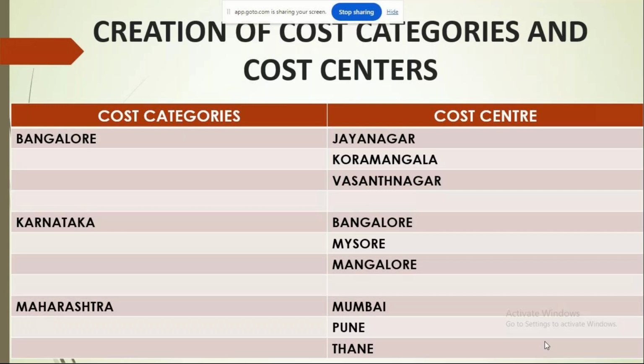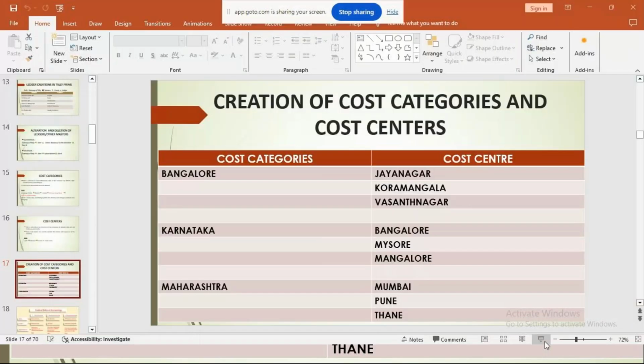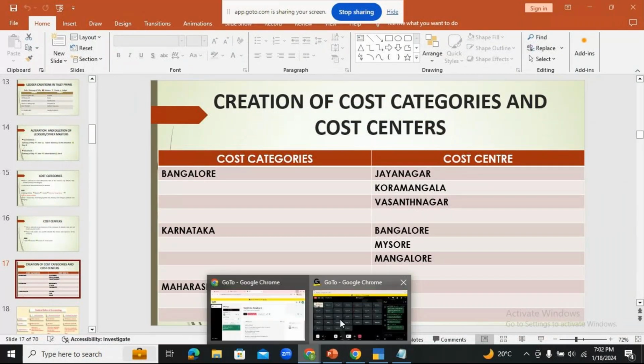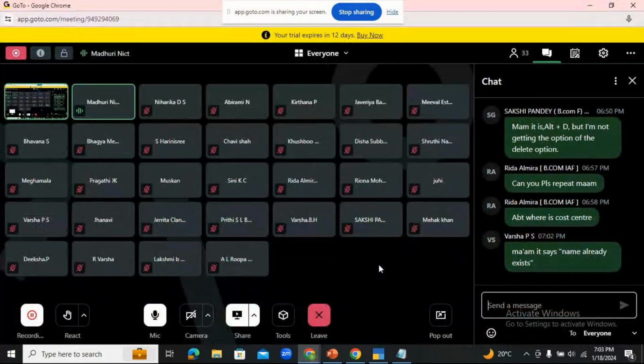I hope all of you have created the cost categories. So now let's move on to create. Varsha, if you have already created it, it will not let you create again. There is no duplication of name in Tally. If you have already done it, it will not allow you to create it again in the same name. There is no duplication of entries in Tally.